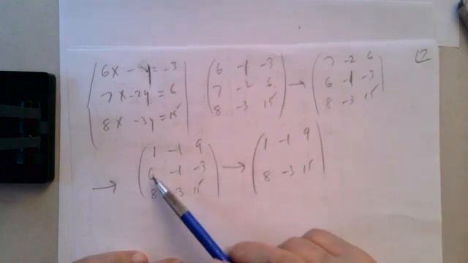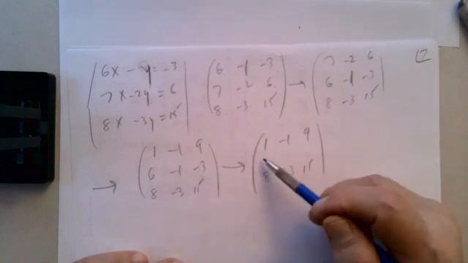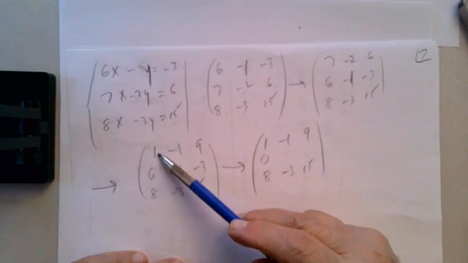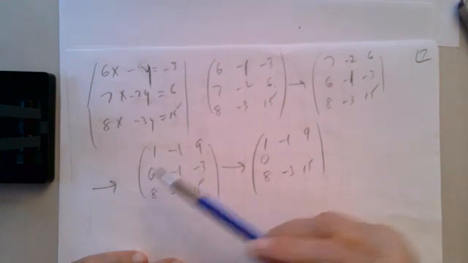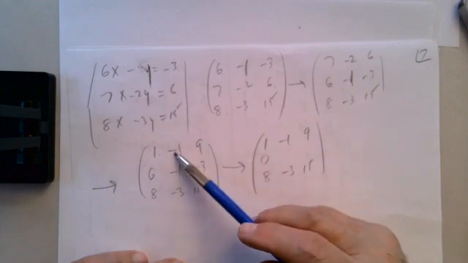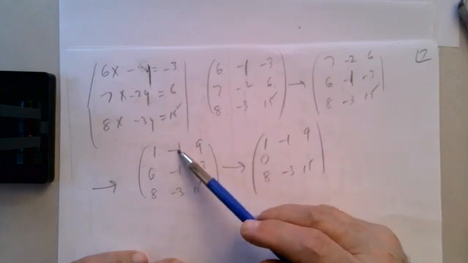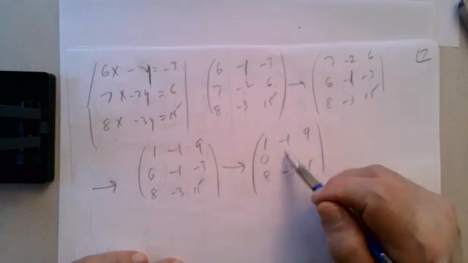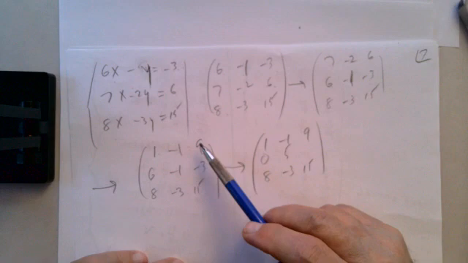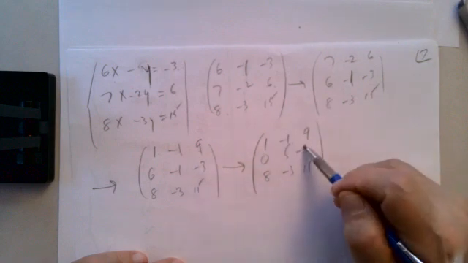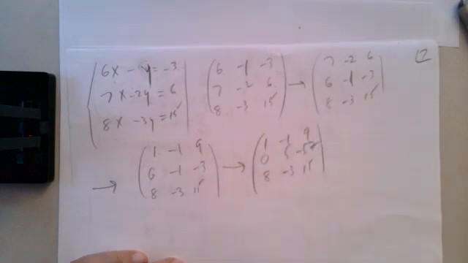I want to get a 0 here. So if I take minus 6 times the first row and add to the second, I get minus 6 plus 6 is 0. Minus 6 times minus 1 is plus 6. 6 minus 1 is 5. Minus 6 times 9 is minus 54. Minus 3 is minus 57.